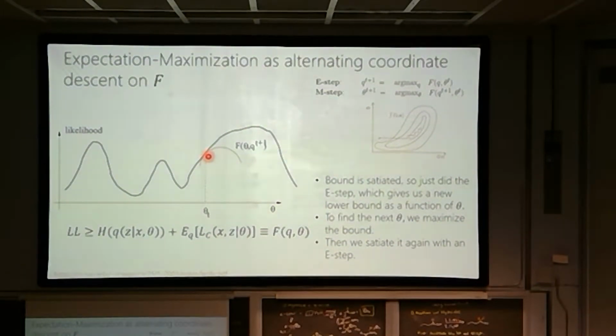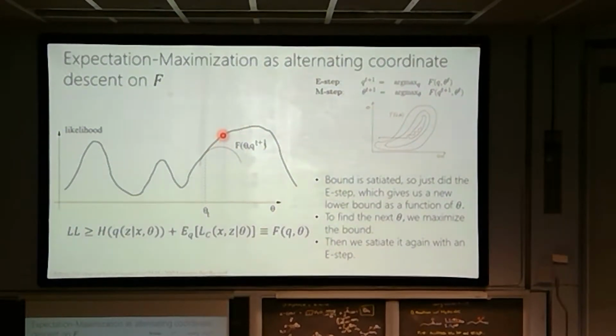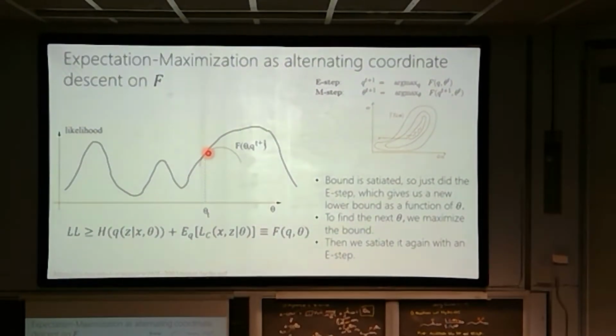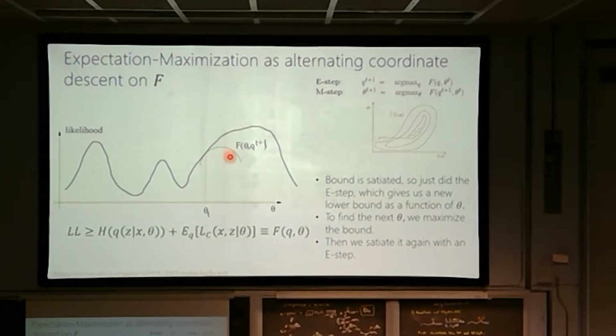And then basically, now we have a new bound, and we can create a new lower bound as a function of theta, and then move to the next best theta, which will be over here. And then we can again do the E step, which will take us up to the likelihood. So every time you're on the likelihood surface, you're creating a local lower bound, going to the top of it, and then satiating it by doing the E step.